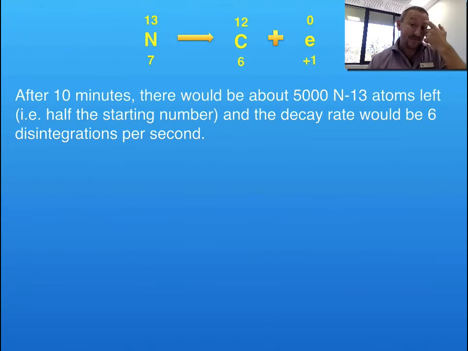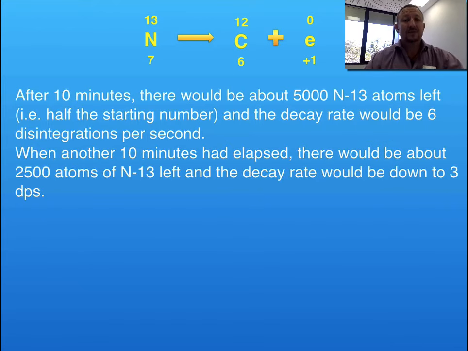Now, after 10 minutes, if we carried on this process, we'd have 5,000 nitrogen 13 atoms left. This is half the number that we started with, remembering we were starting at 10,000. So the decay rate at this point would be 6 disintegrations per second. After another 10 minutes has elapsed, we'd have 2,500 atoms, which is half of what we had after the first 10 minutes.